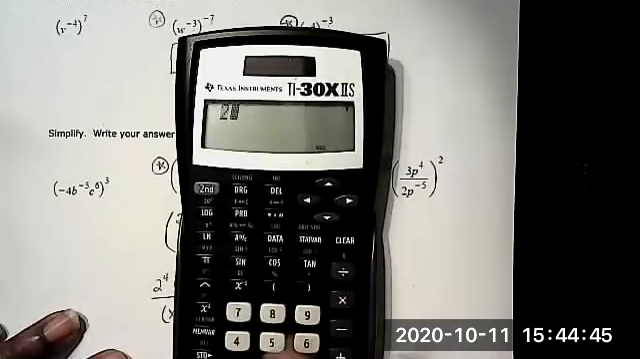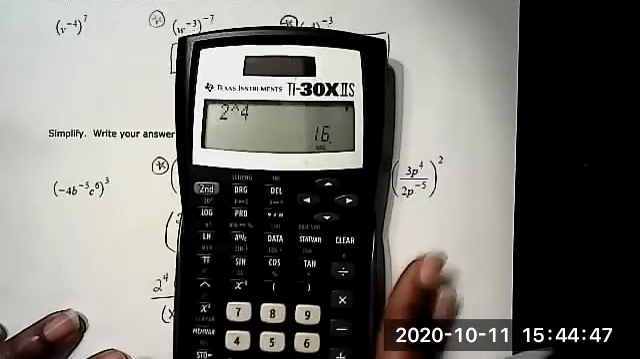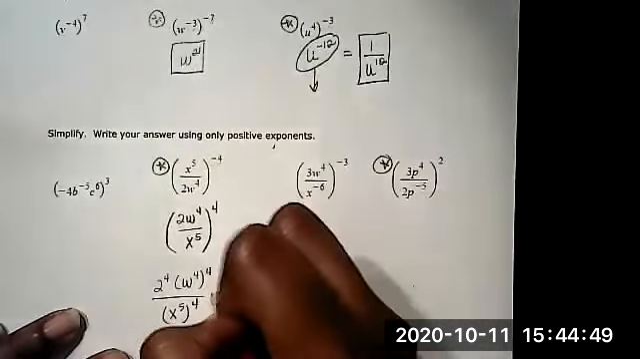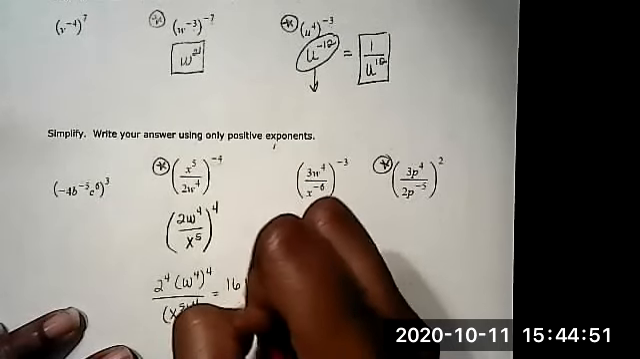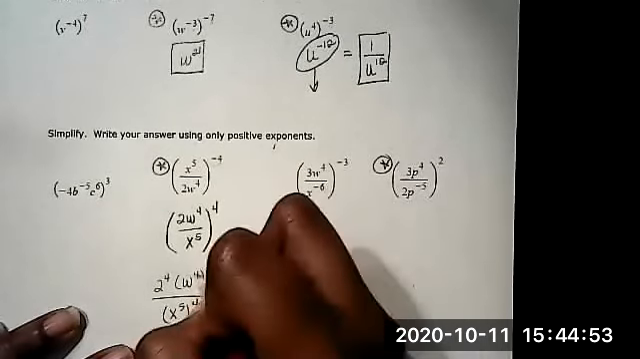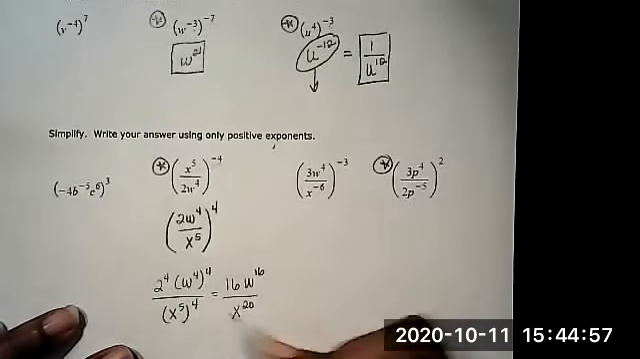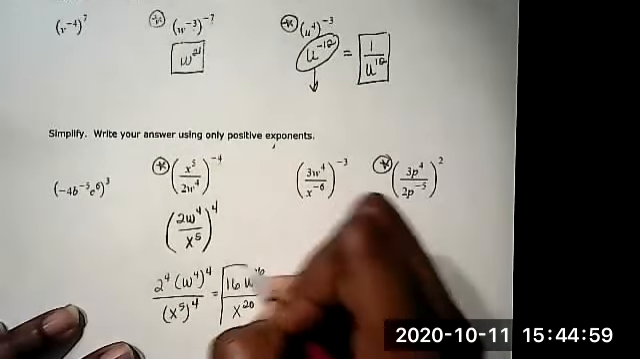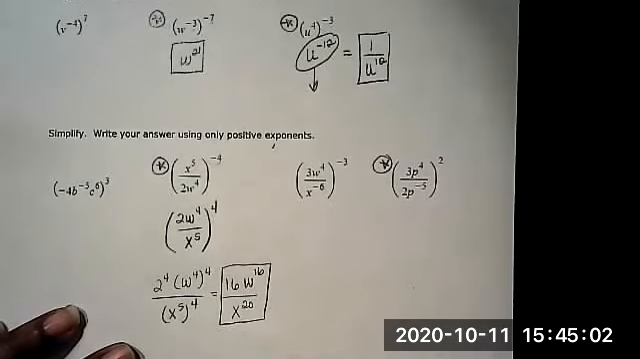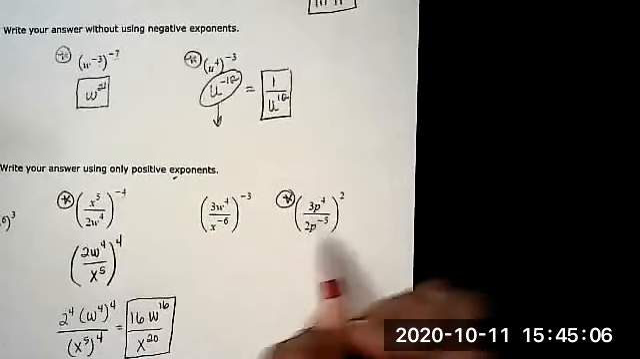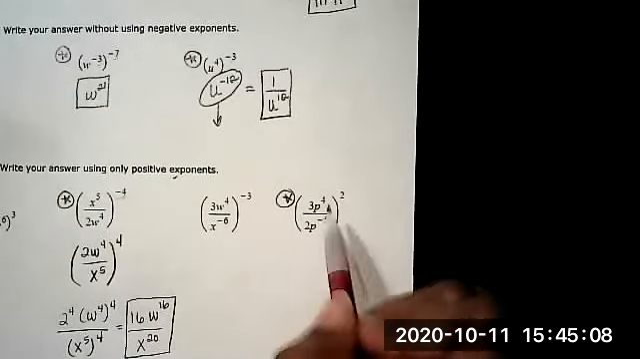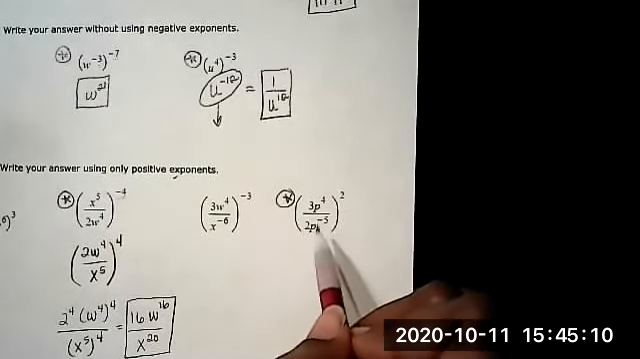Okay, so 2 raised to the 4th here is 16. So this becomes 16 w to the 16, 4 times 4 is 16, over x to the 20th. No negative exponent, so I'm good. Okay, perfect. All right, so here I see a negative exponent. I can move it if I wanted to, but I can subtract those two.